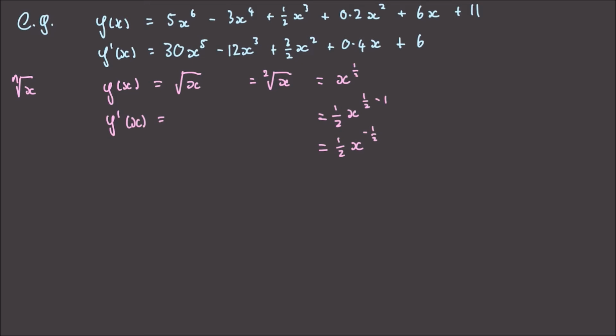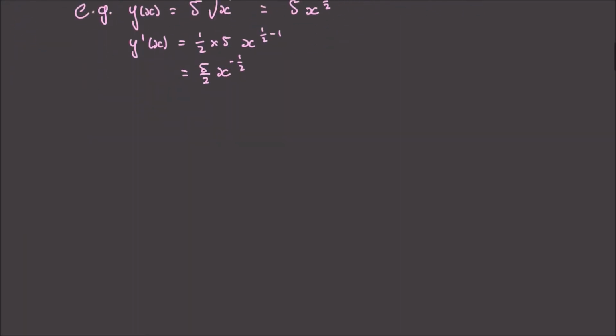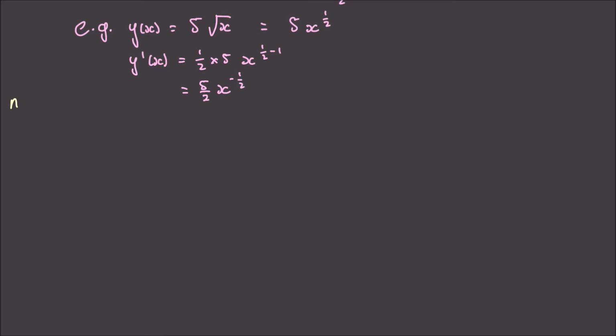Here's another example. First thing we need to do, we write it again as a power of a half. The derivative will therefore be a half times 5 x, and the power will drop by 1. So 5 over 2 x to the power of negative a half. This works for any root though, not just the square root.